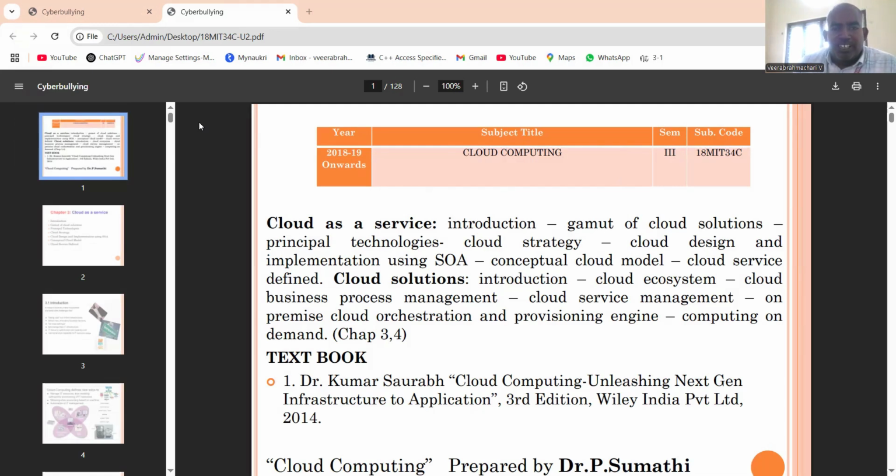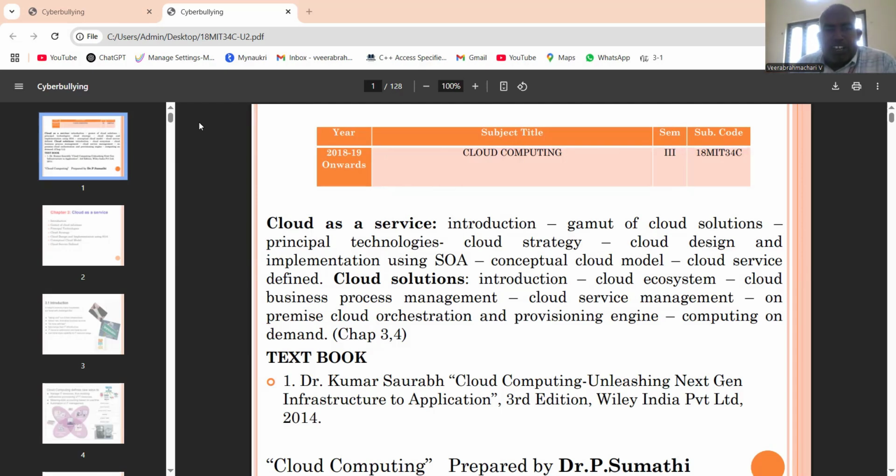In this topic, I will discuss the introduction part and the gamut of cloud solutions, what technologies are used, the principles of the technologies, the different types of cloud strategies, and the cloud design and implementation using SOA, which means service oriented architecture.